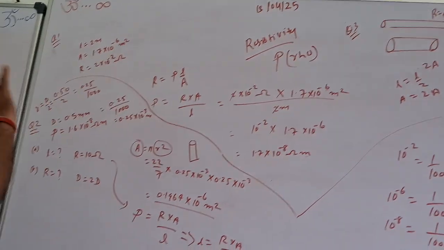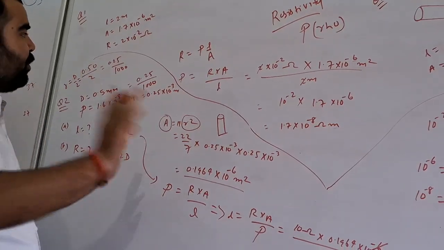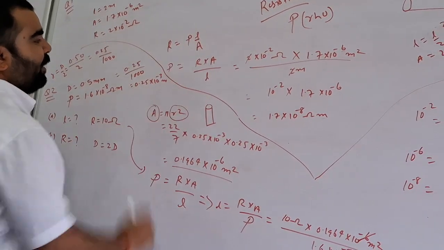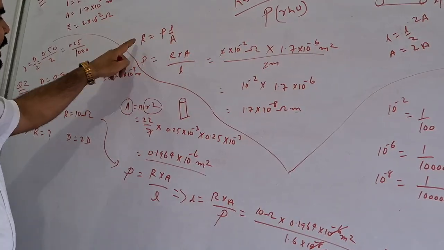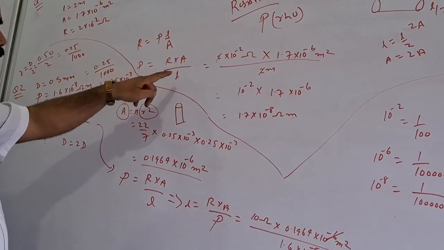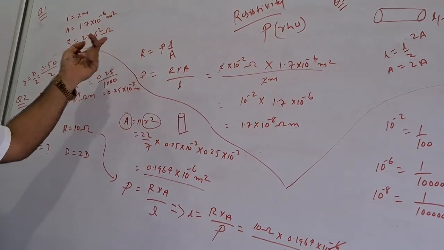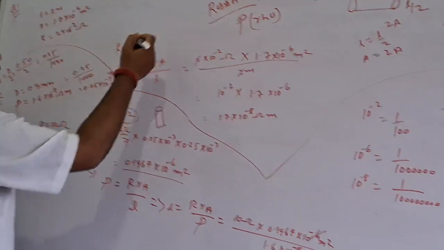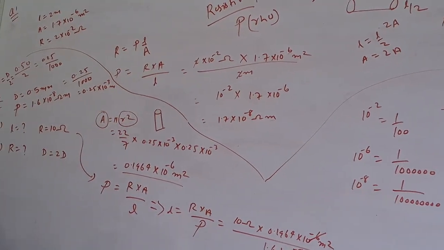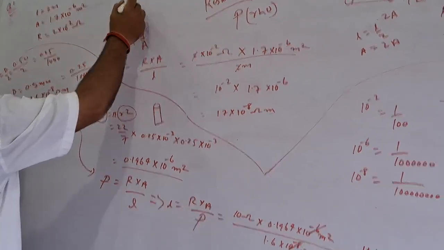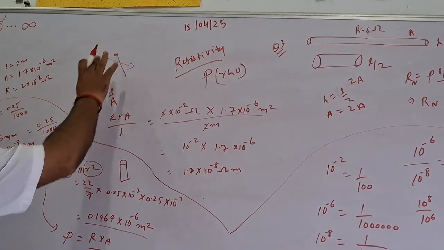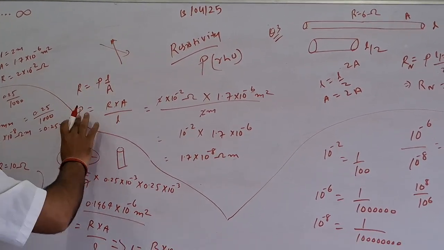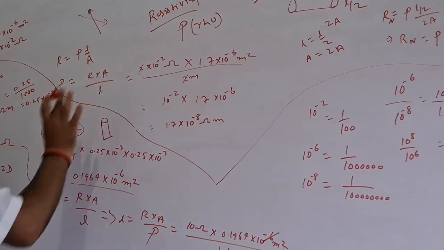So see here, from the given data, we know that R is equal to rho L by A. Now to find rho, I just cross multiplied, taking A to the LHS, R is already in the LHS, and taking L to the denominator, because it is cross multiplication. Write it like this. So we got the formula rho is equal to R into A by L.